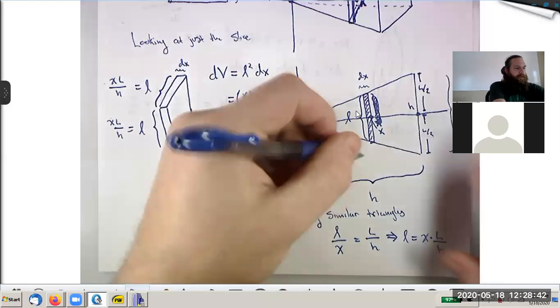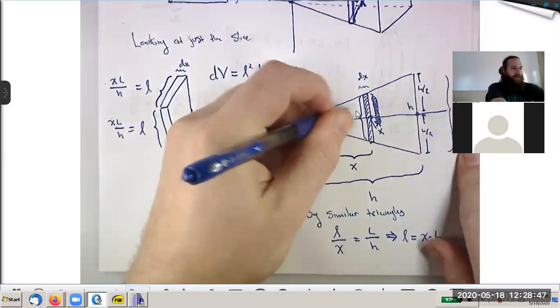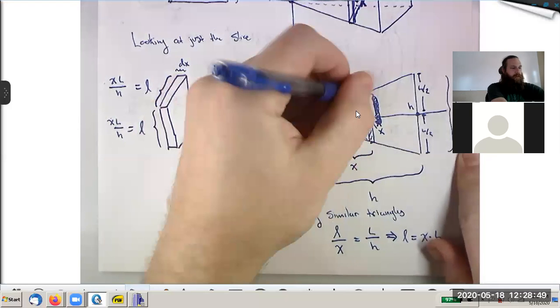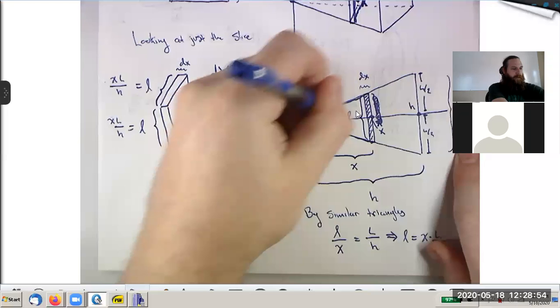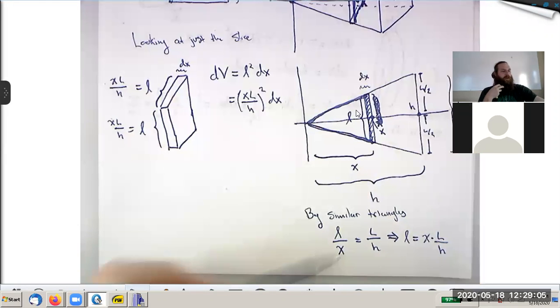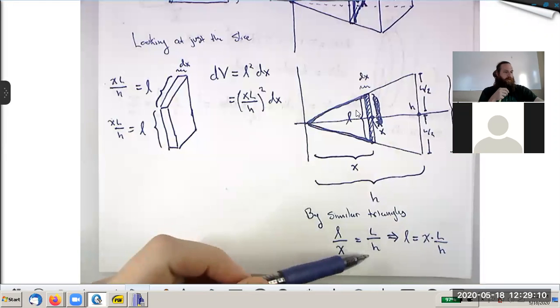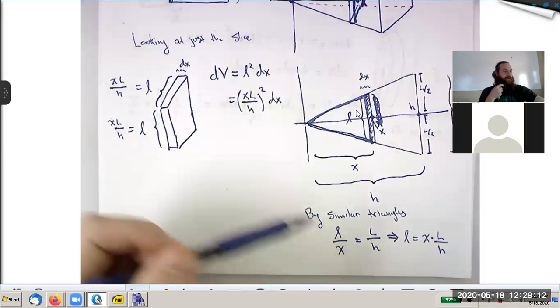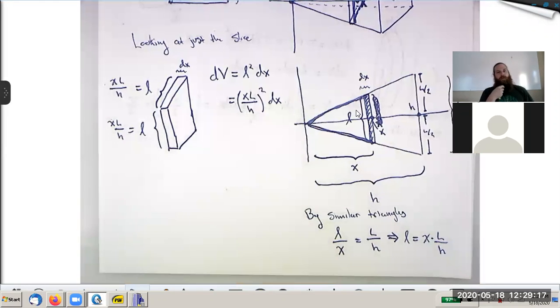But this distance here, this is x. This distance here is little l. And because this triangle, the triangle that I'm bolding here, is similar to the big triangle, its height over its base is the same as the big triangle's height over the big triangle's base. So little l over x is equal to big L over h. And that lets me solve for little l, which is the side length that I need in order to come up with my formula for that slice, dV.